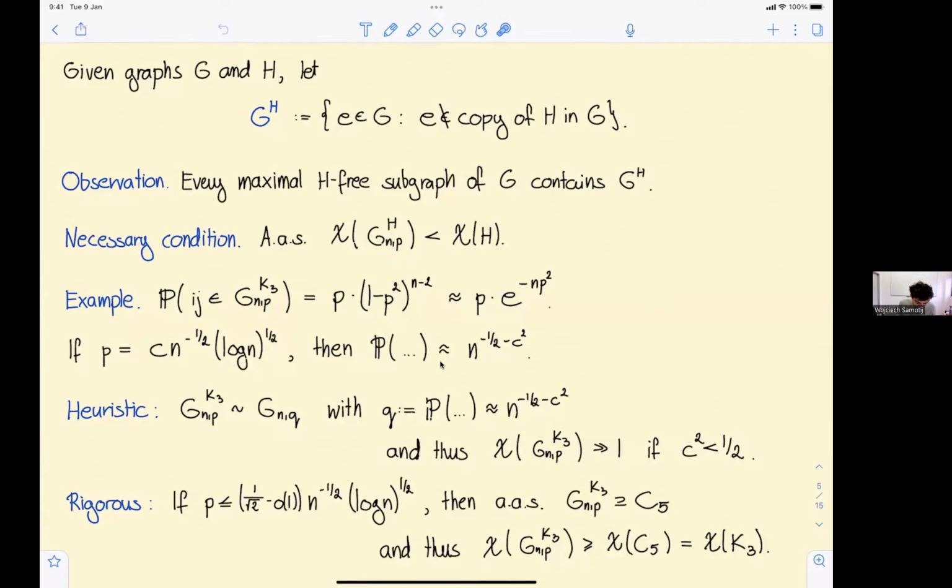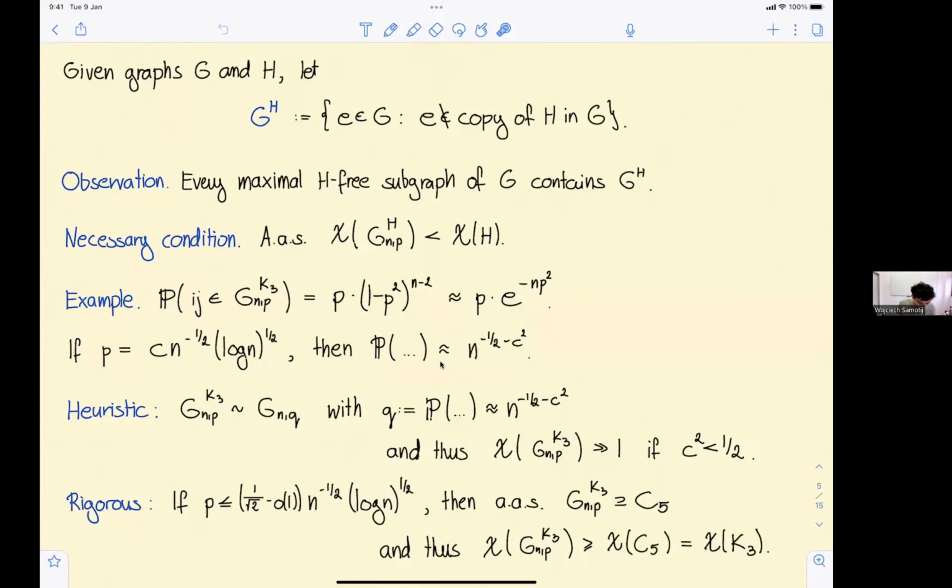And let's do a quick example here when H is the triangle. So what is the probability that a pair of vertices belongs to this triangle subgraph of G(n,p)? As we said, the edge itself must be an edge of G(n,p). So for this, we get probability p. But also, it must not belong to any copy of the triangle in G(n,p). So this edge lives in n-2 triangles, and none of them can appear in G(n,p). And this is exactly the probability of (1 minus p squared) to the power of n-2, because these events are independent. So all in all, we get roughly p times e to the power of minus np squared.